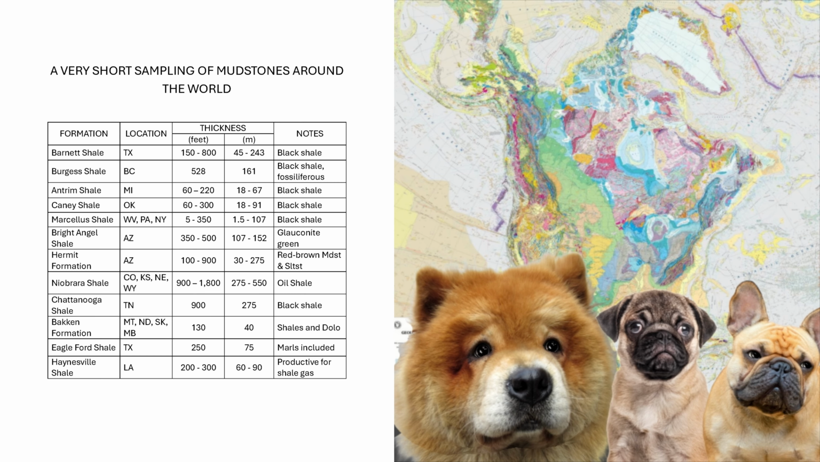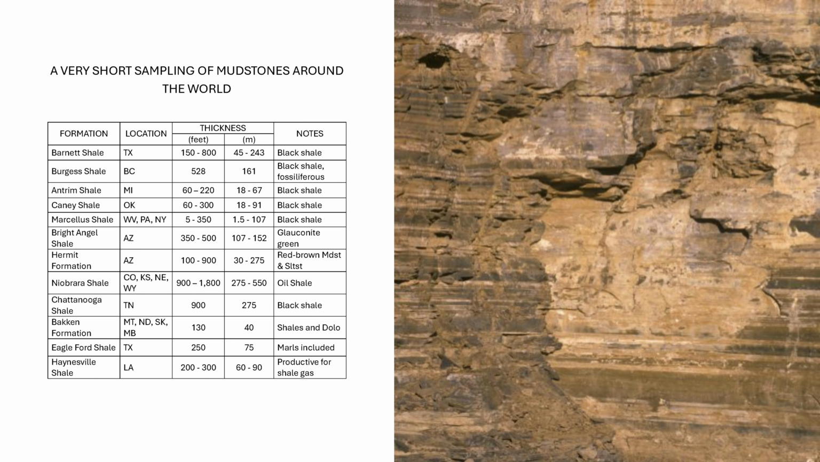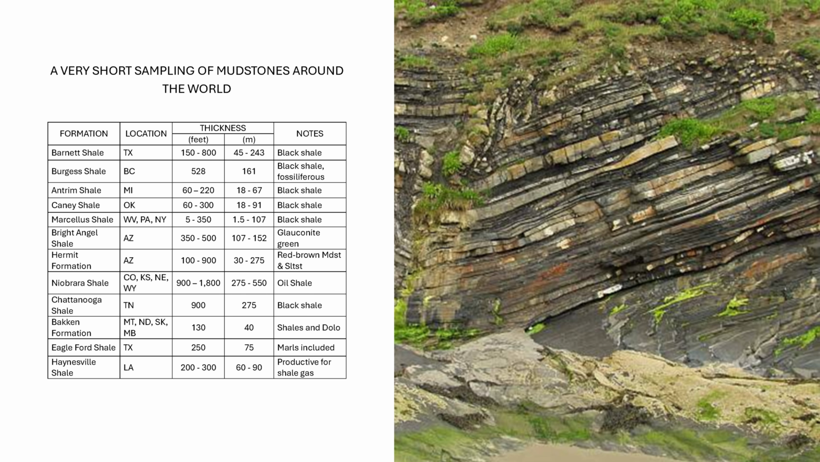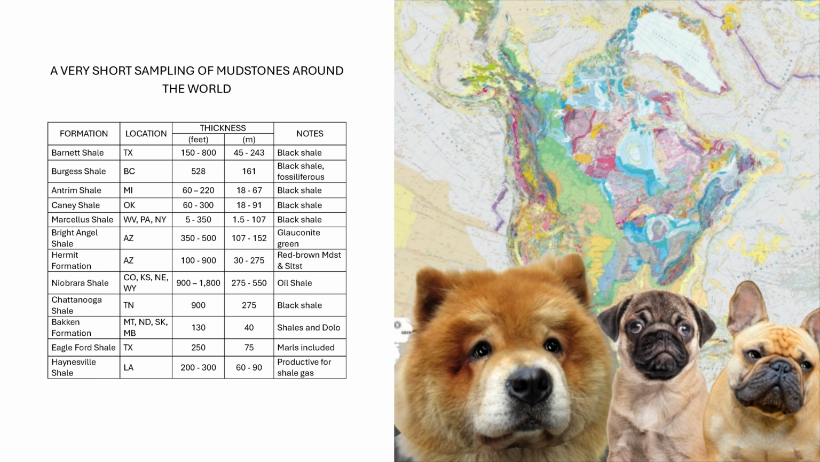Bright Angel Shale, shallow marine; Chattanooga Shale, seabed, possibly lagoon; Marcellus, deep marine anoxic; Antrim, deep seafloor anoxic; Bakken, seafloor anoxic; Barnett, seafloor anoxic; Mancos, offshore marine. This table is only a bare minimum of worldwide mudstone formations. There are way too many others to count. Look at those crazy mudstone thicknesses.